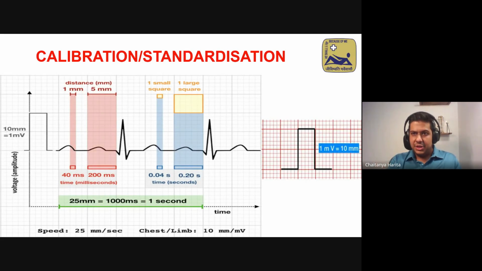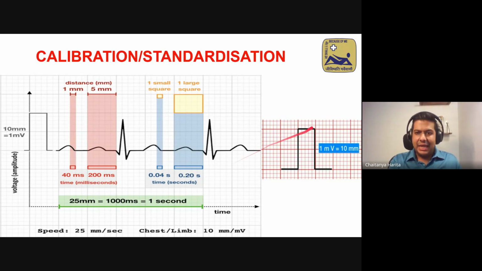So coming to the standardization, and this is probably the most important thing I keep stressing on, which is calibration or standardization. Now, irrespective of what system you use, whether it's an iWatch or a smartwatch, whether it is a 12 lead ECG machine, your ECG paper has to move at a speed of 25 mm per second. It is absolutely essential. If your speed is faster or slower, you will misinterpret the rate of the ECG.